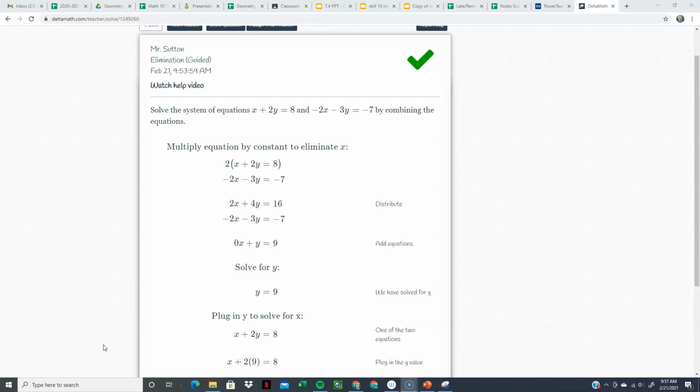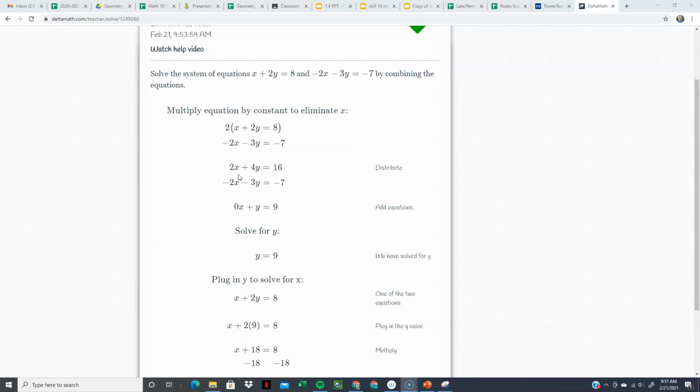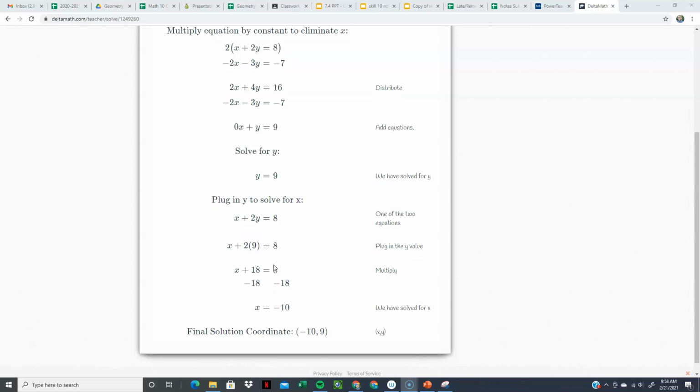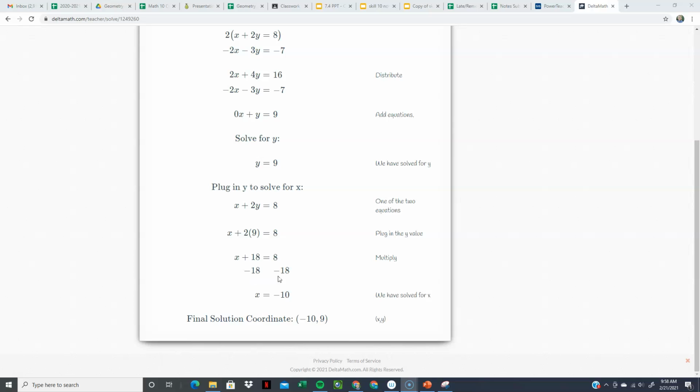All right, so I went ahead and finished this one out. When you combine the equations, you get y equals 9. And then you plug 9 back into one of these equations: x plus 2 times 9 equals 8. 2 times 9 is 18. Subtract 18 on both sides, and you get x equals -10.